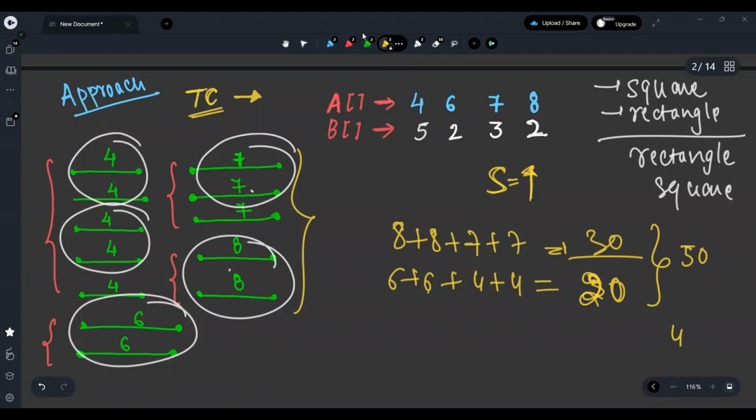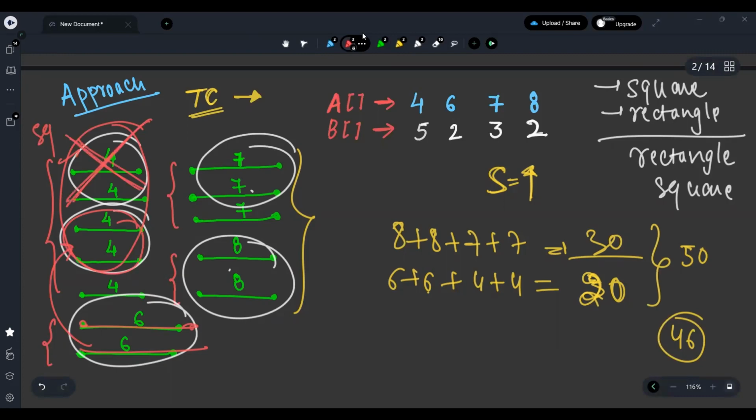But initially we were getting 46. Why? This is because I was taking the small pair for making a square. But now when I was creating the rectangle, I have taken this bigger side into consideration and I have rejected this smaller side. So that's the intuition: first the rectangle should be made, then the square. Obviously, the square will not be made because all pairs will be occupied by the rectangle. So the basic question is to create the rectangles only, not the square.